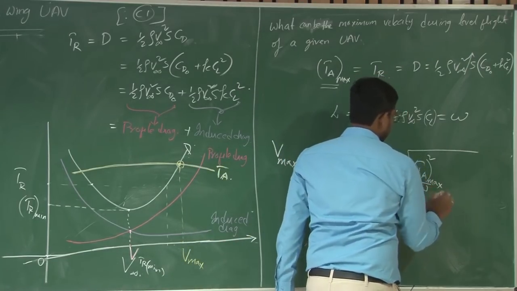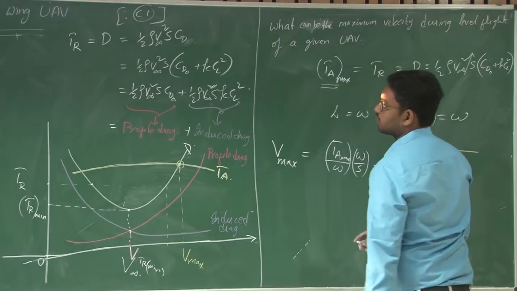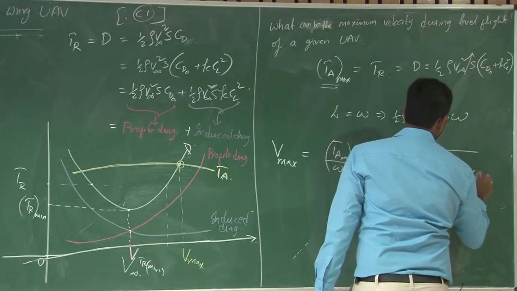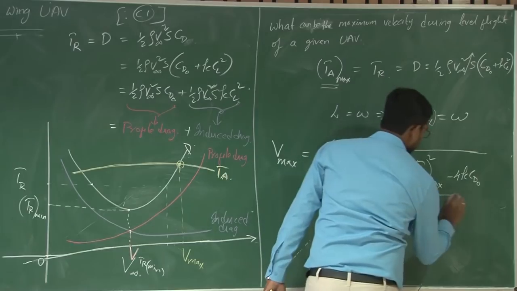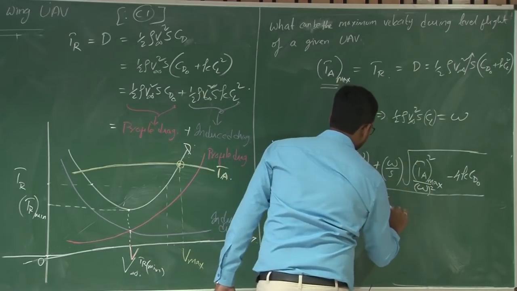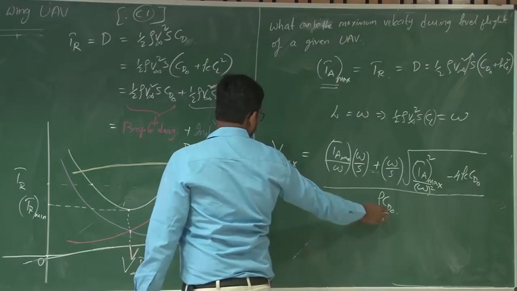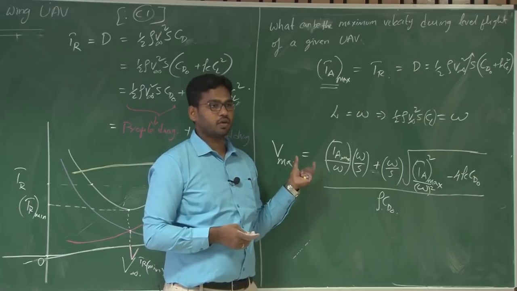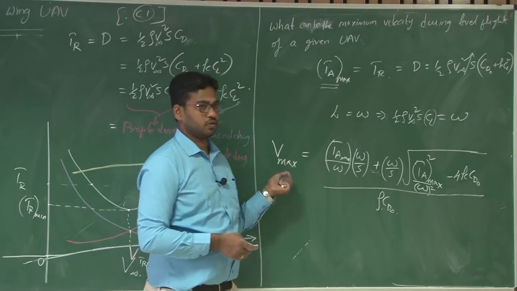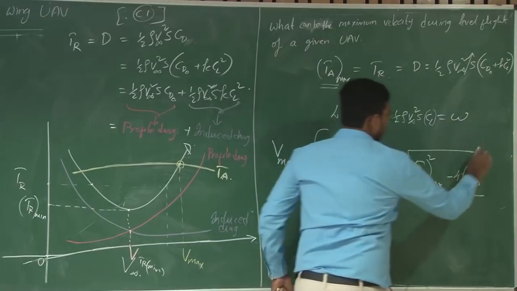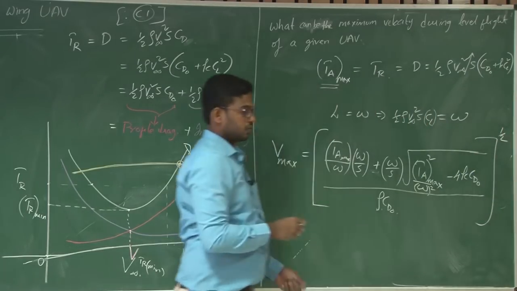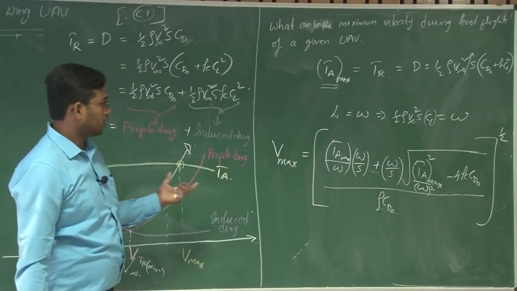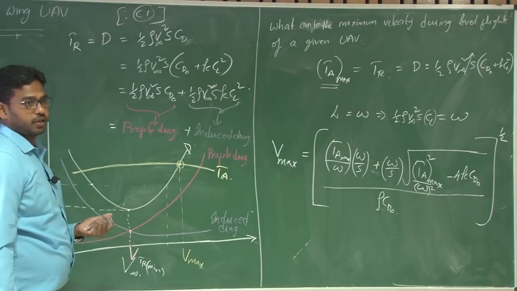By W squared, right, minus 4k CD naught, which are constants, divided by rho CD naught. So at a given altitude, if you are utilizing the maximum available thrust, then you are flying at the maximum velocity, raised to the power of 1 by 2. Right. So this is the condition for the maximum velocity that you can attain.